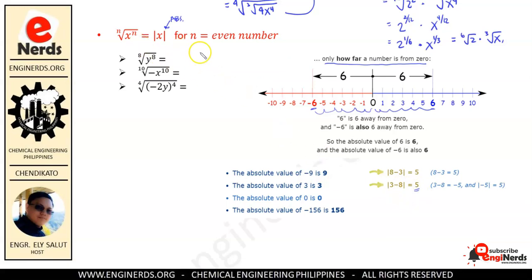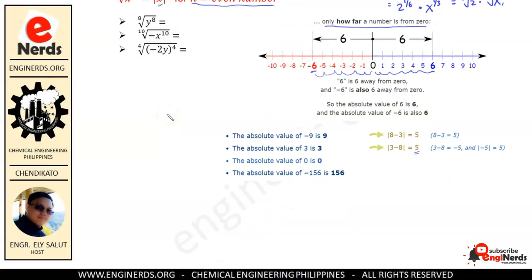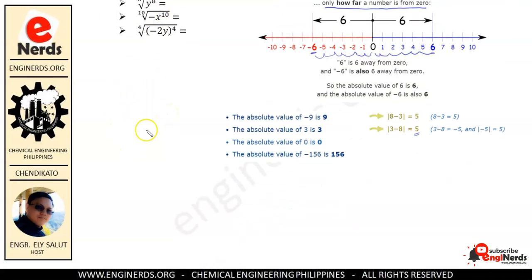So if the n is an even number, ang sagot natin is always absolute value. So laging positive. So for example, let us solve the first problem, the 8th root of y to the 8th. So this is equal to y. So it is the positive value of y.